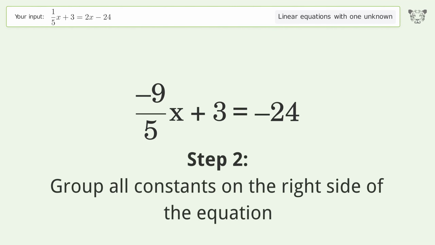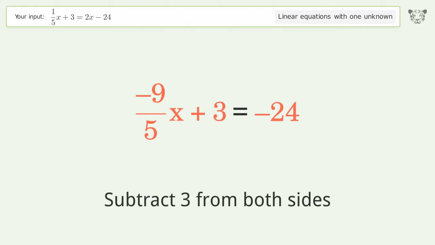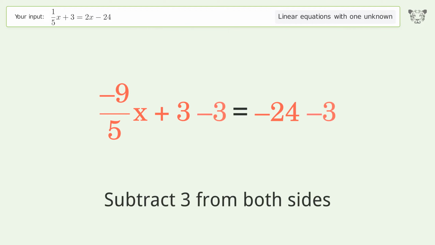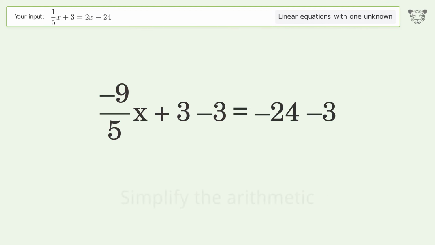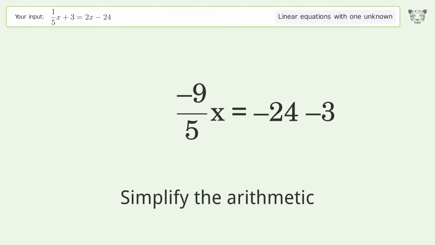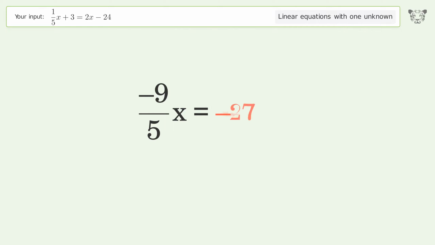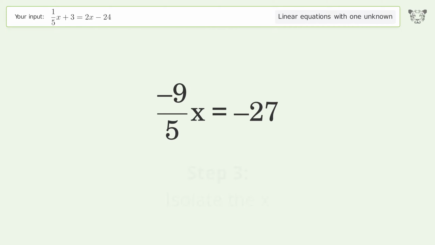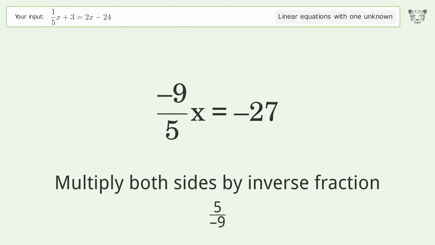Group all constants on the right side of the equation. Subtract 3 from both sides. Simplify the arithmetic. Isolate the x. Multiply both sides by inverse fraction 5 over -9.